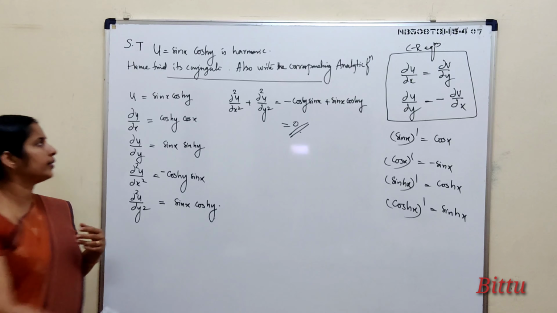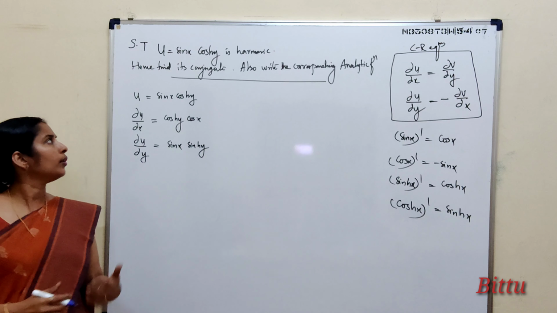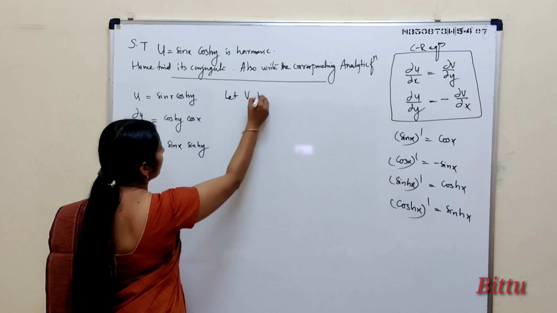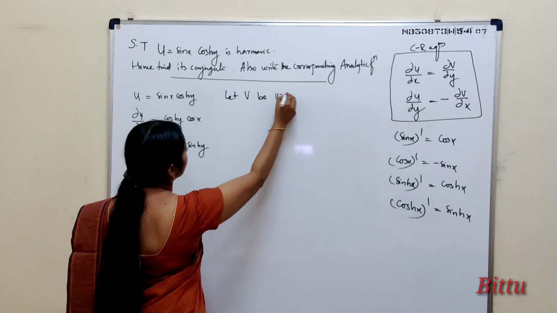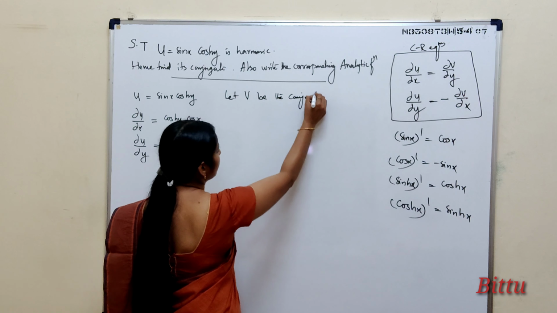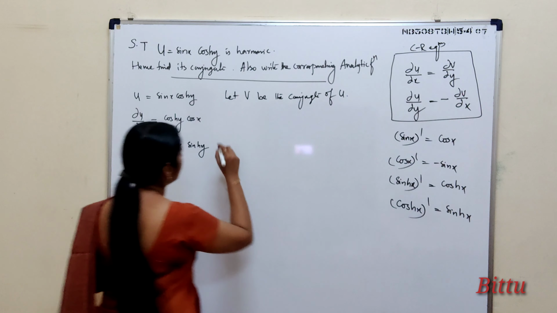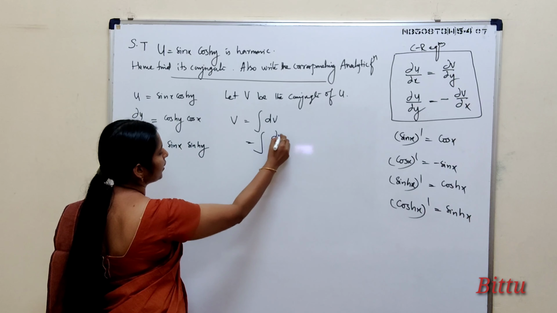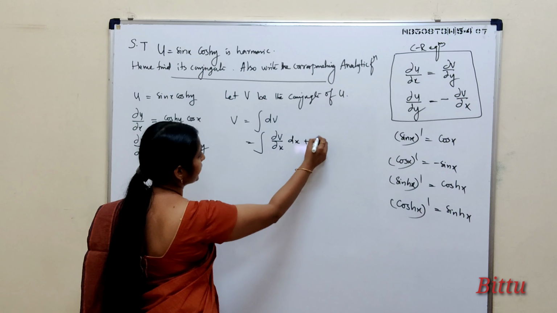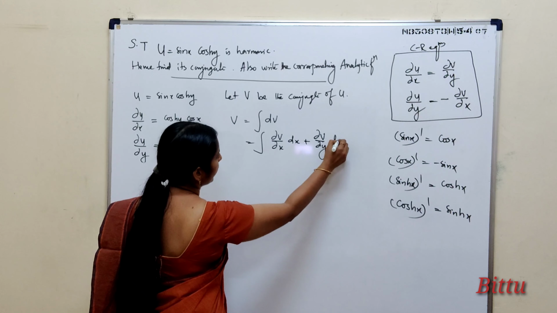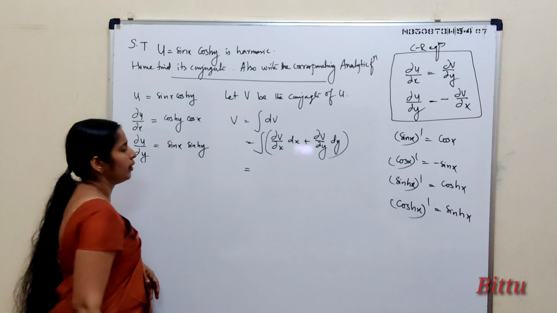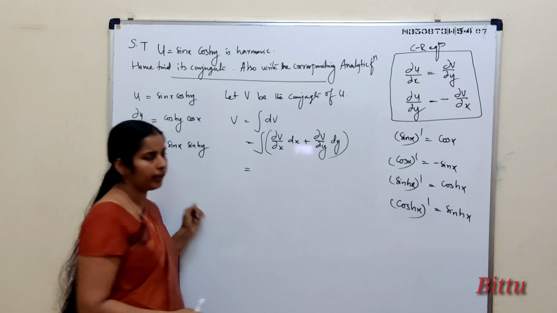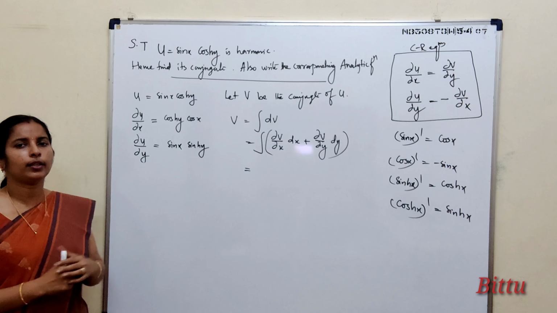Next, we have to find its conjugate. So for getting its conjugate, we assume V is the conjugate of U. So what is V? By integrating dV, we will get V. That is dV. It is dou V by dou x into dx plus dou V by dou y into dy. Here we have to find V, so we can't write dou V by dou x and dou V by dou y directly.